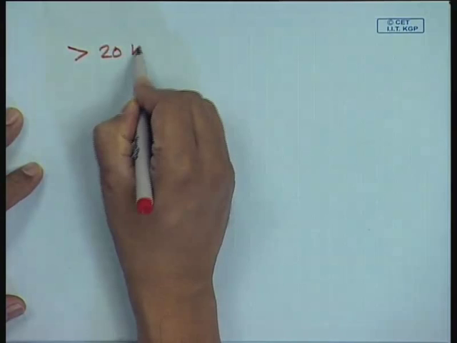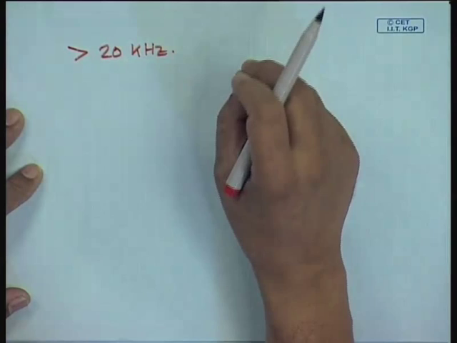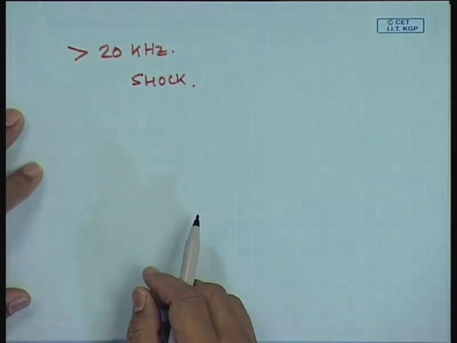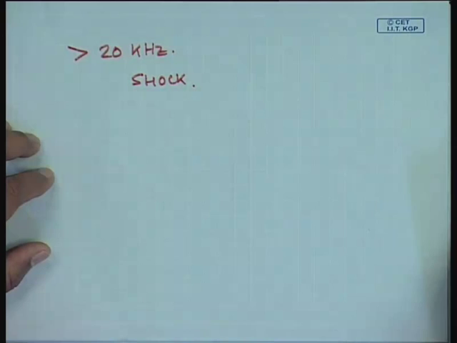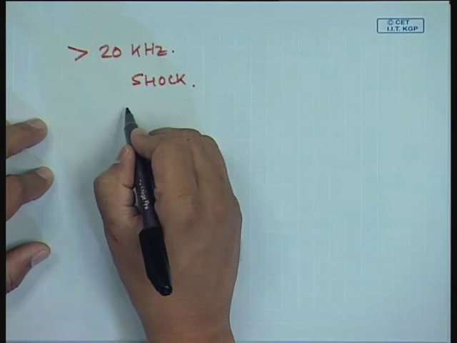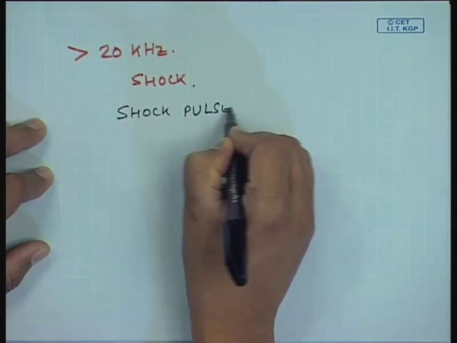So, because of an impact, this is constituted as a shock. Because of a shock, large motions occur and they occur at high frequencies. Traditionally or conventionally, there are many products. One such is the shock pulse meter, or SPM.